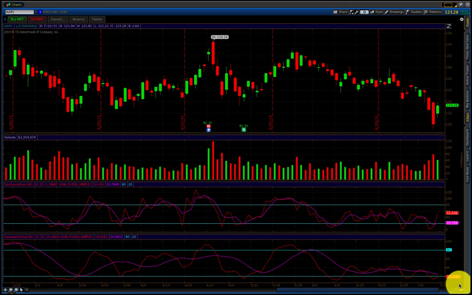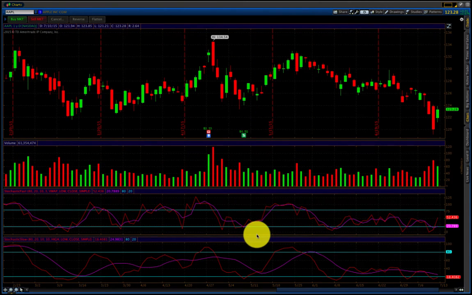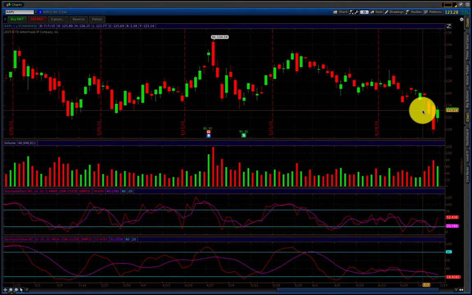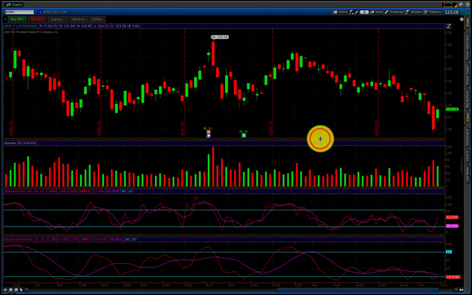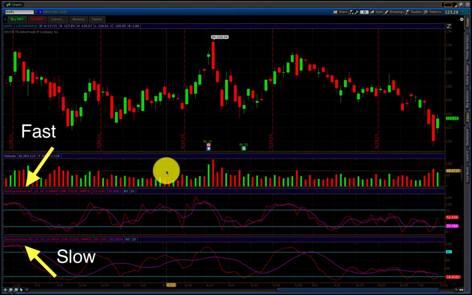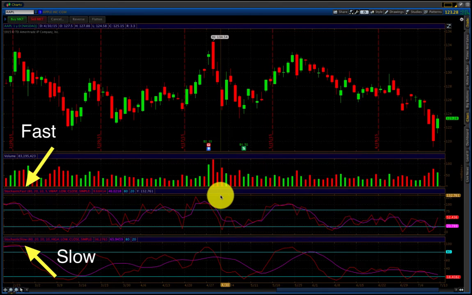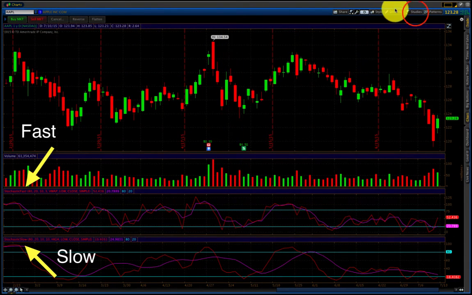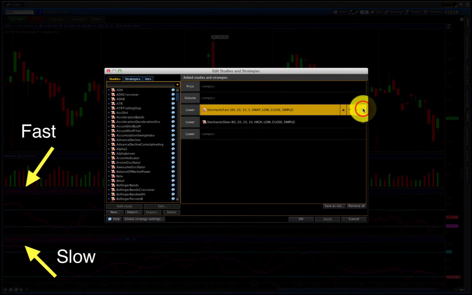So I have a daily Apple chart here. This is going back to February. It shows the volume, which I always like to see for some kind of confirmation. And then this is fast. The first one is fast stochastics. And then this is slow. Let me reset this.